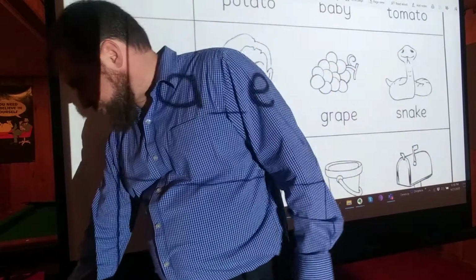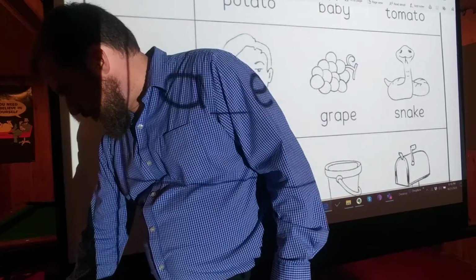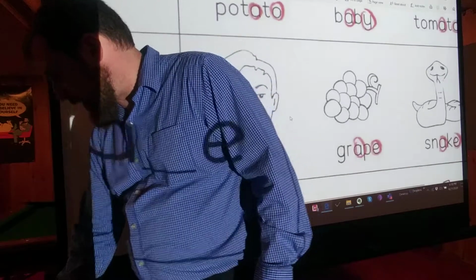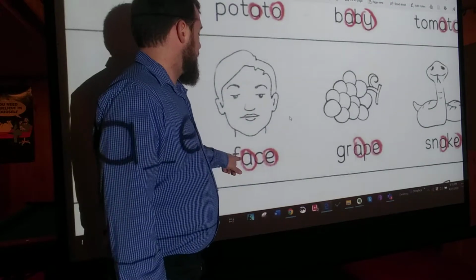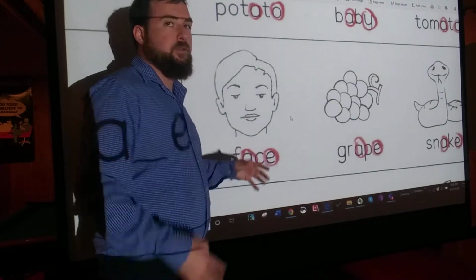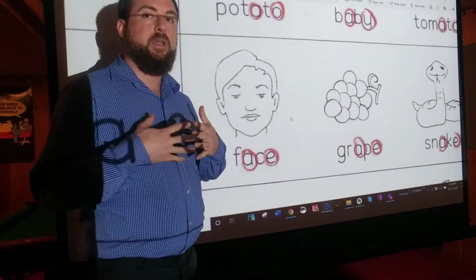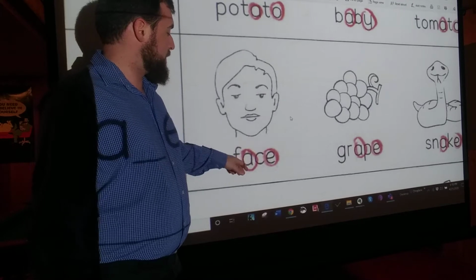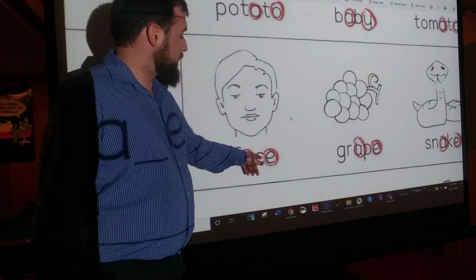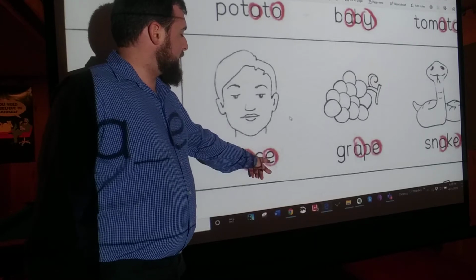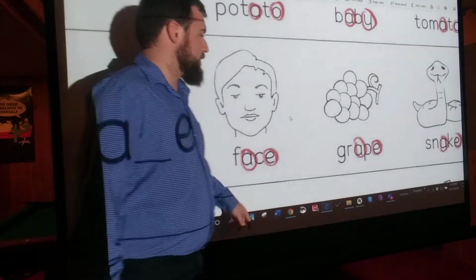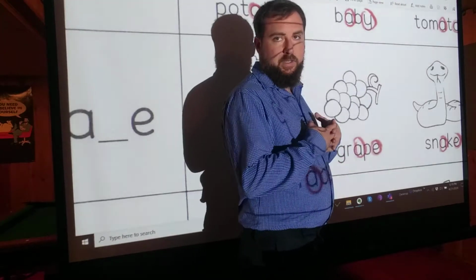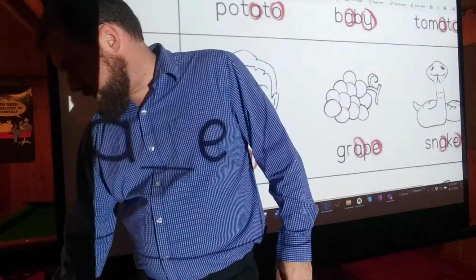So on your worksheet, I want you to write this. Circle it like that. See? Circle the A and circle the E that made the A long. Those two letters worked together to make the long vowel sound. If this A were alone, it wouldn't say face. It'd be fac. But it's like the word fact. But because we added the E, it changed the sound. That's what you have to understand. So circle the A and circle the E because they work together to make the vowel long. All right, let's do the next one.